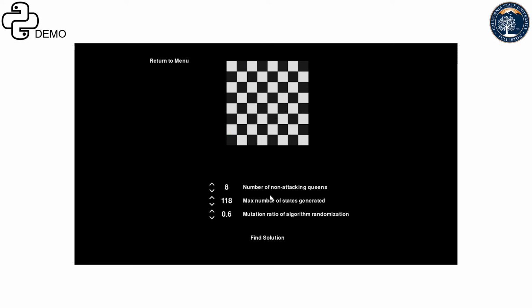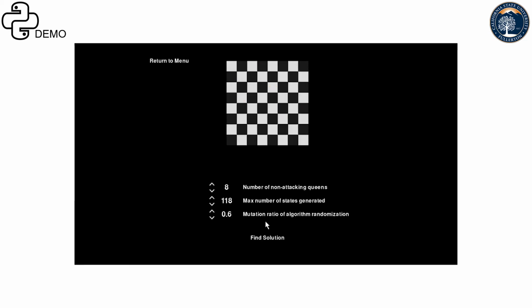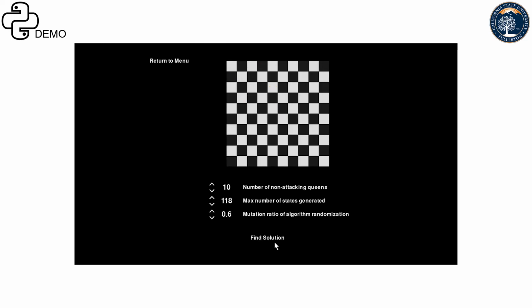Just to show an example of a different big N value, we'll choose 6 and then press find solution. Lastly, we'll demonstrate pressing the cancel button, which takes you back to the main menu in the middle of a search.